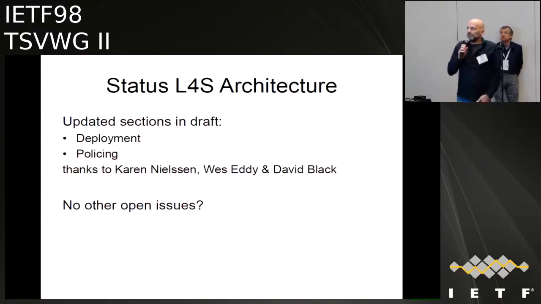So the status of the different drafts. The first one is the architecture draft. It has recently had a few sections updated. It's the deployment section, to better explain the advantages of the deployability, that it's actually easy to deploy. I will go into more detail in the next slides. Also, policing has been added or further explained. We thank Karen, Wes, and David for pointing that out. And at the moment, I think there are no real open issues.